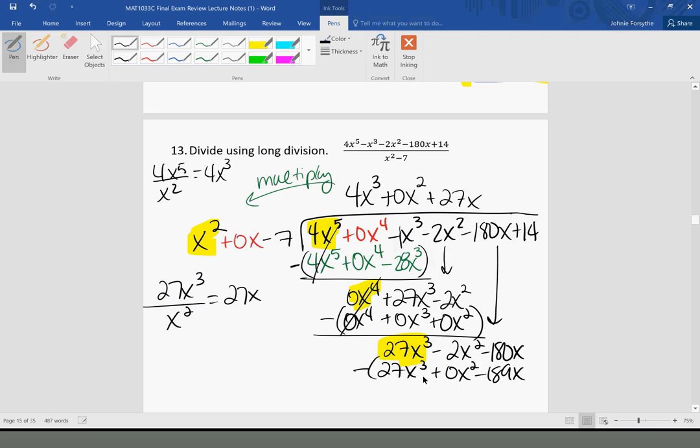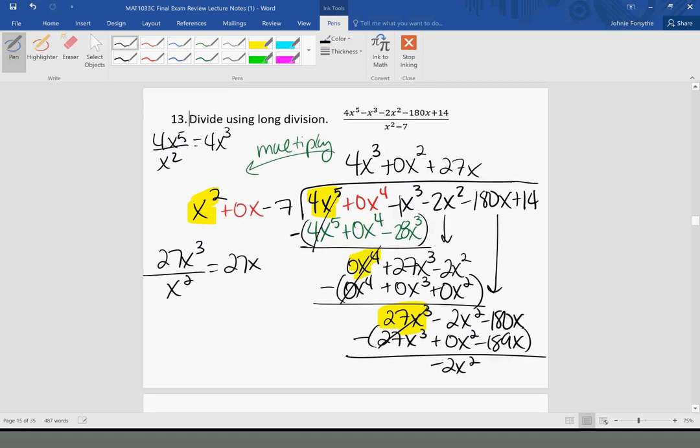So now we're going to subtract. So 27x cubed minus 27x cubed cancels out. Negative 2x squared minus 0x squared is still negative 2x squared. And then negative 180 minus negative 189 is the same thing as negative 180 plus 189, which is going to be positive 9x. And then we're going to bring down that plus 14.